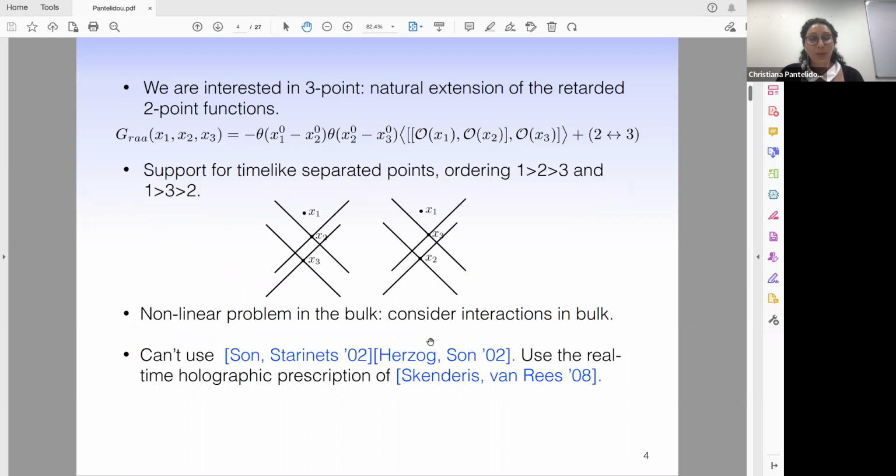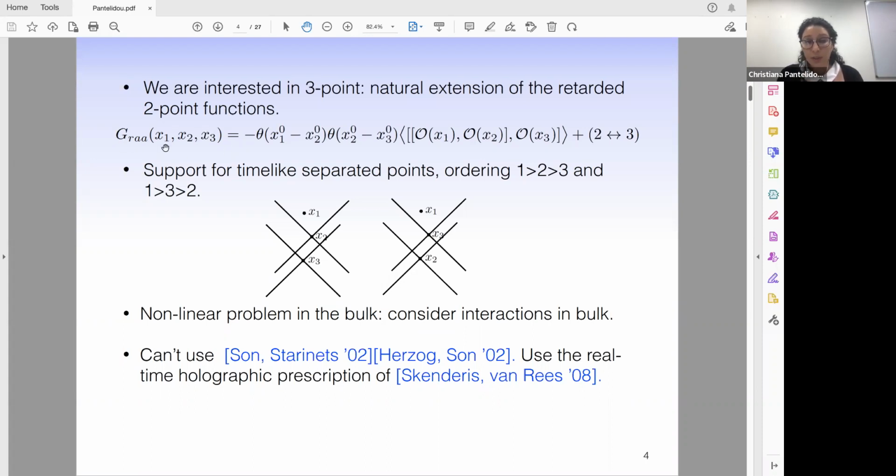Okay. So as I said on my title slide, I want to go to the nonlinear level, beyond the retarded two-point functions that I was just telling you about. In particular, I want to study 3-point functions. Now, I denote a retarded 3-point function by G_R, and in this case it's a function of 3 points, x1, x2, and x3.